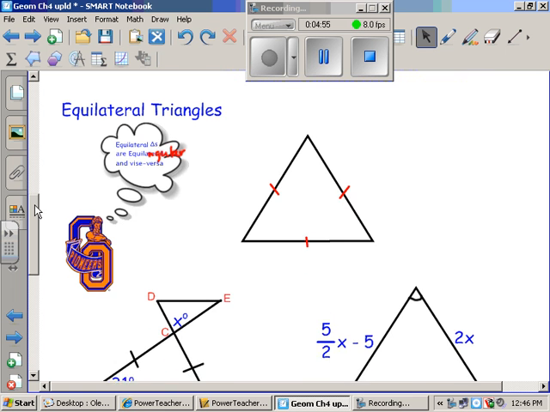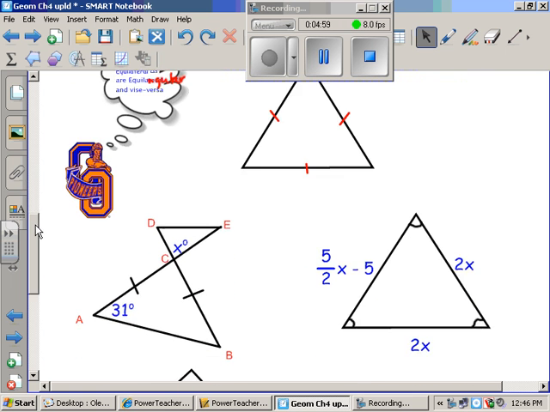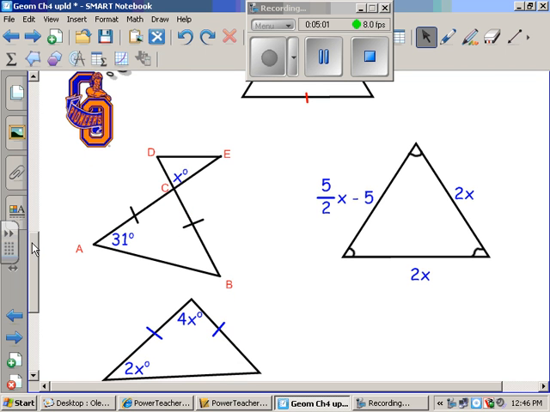Okay? All right, so part 2, once we learned these two characteristics, was to use them to solve equations. All right, so this is sort of like a little puzzle. If I tell you angle A is 31 degrees, see if you can figure out angle X. Take a second and do that. That'd be 62.